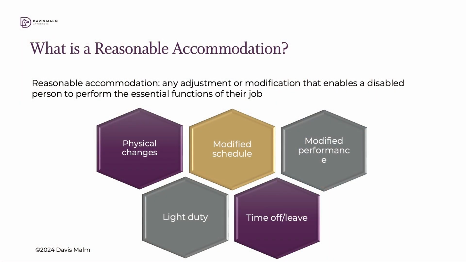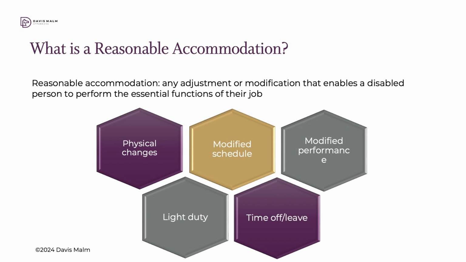And it is safe to assume that someone who has a medical condition and substantially impairs their life, their activities, is likely to be disabled. And so if that happens, you should begin to consider whether and how reasonable accommodations come into the picture. So what is a reasonable accommodation? It's an adjustment or modification that enables a disabled person to perform the essential functions of their job.